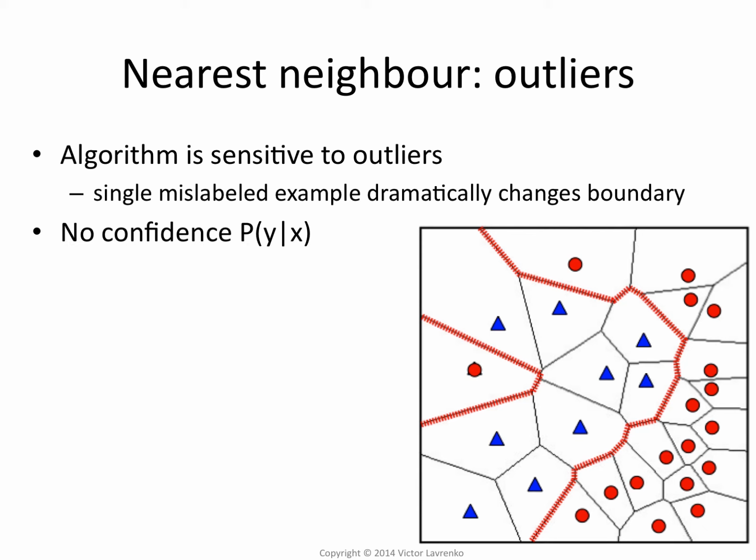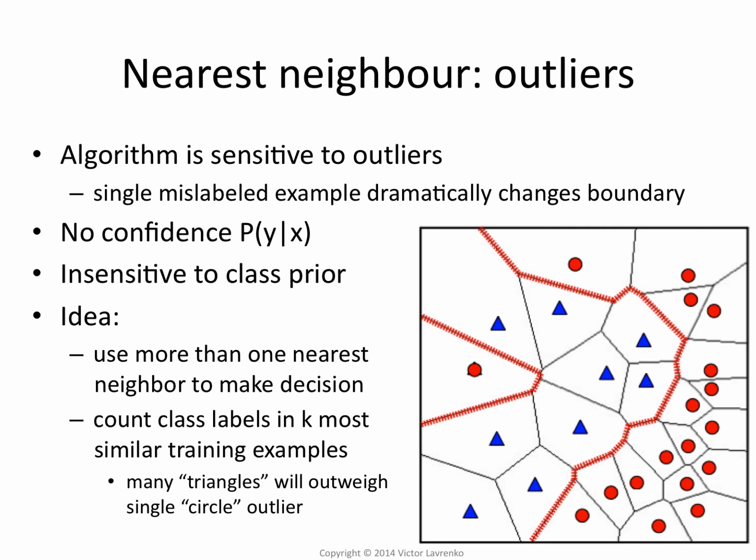Another thing is, nearest neighbor has no notion of a prior. Right, so it has no notion that one class may be a lot more prominent, a lot more frequent than another class. It cannot take that into account in any way. So a simple way to temper that is to look at more than one nearest neighbor.